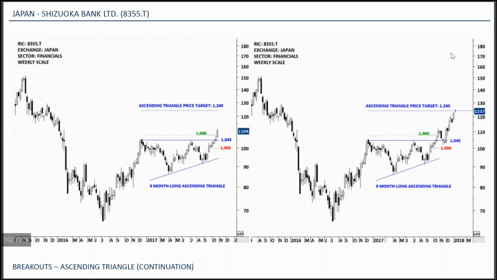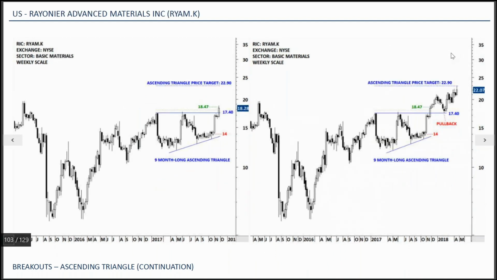Another Japanese bank, perfect breakout, pull back, and then reaches the chart pattern price target. US Ryanair Advanced Materials, perfect 9-month long ascending triangle breaking out, pulling back to the chart pattern boundary, and then reaching the price target. So as you can see, these are taking several weeks, and that is fine because these are the chart patterns that we're focusing on.